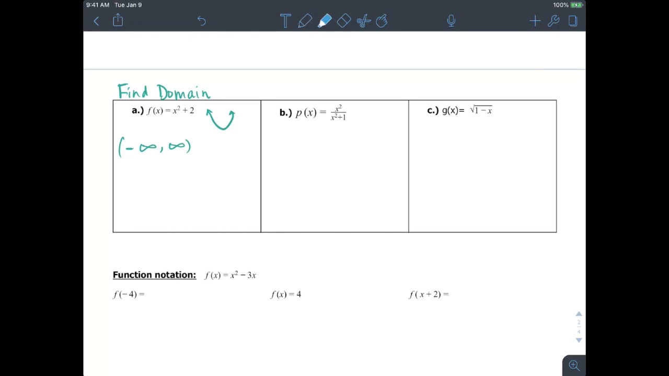The next one, I'm like, okay, this is cray, but it's a fraction. And so I'm going to look in the denominator. What can't you divide by? You can't divide by 0. So we're going to use this trick. We're going to take this calculation on the bottom, x squared plus 1. I'm going to say, what x's would I plug in to give me 0?